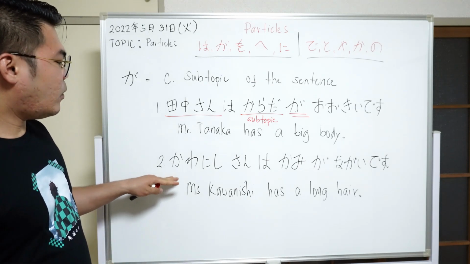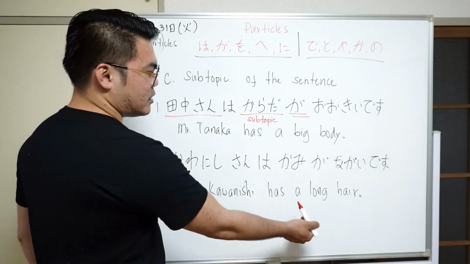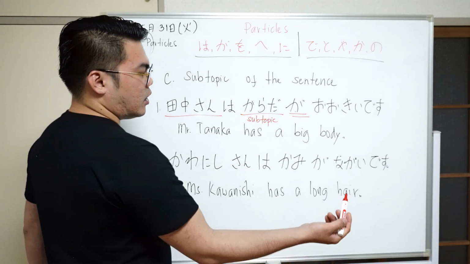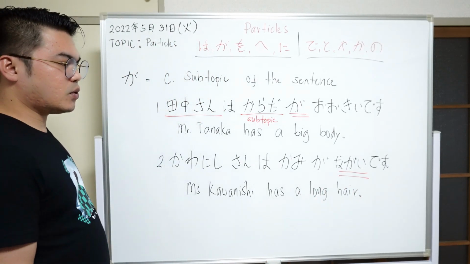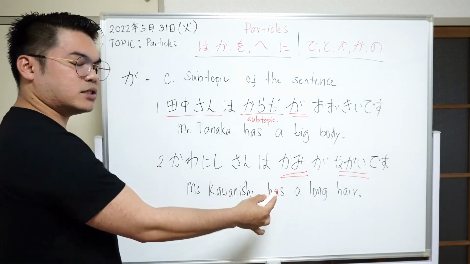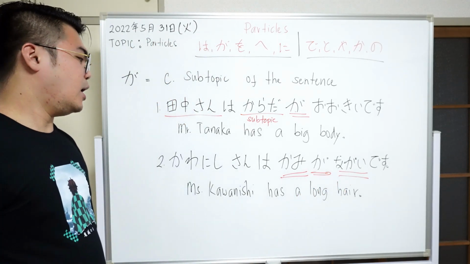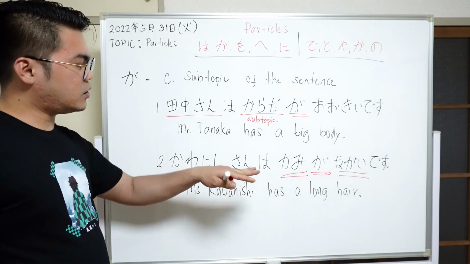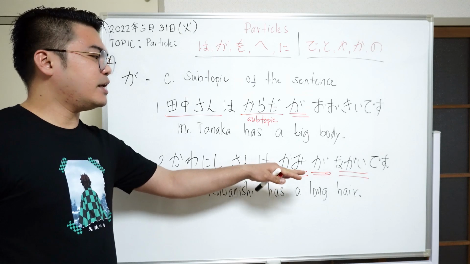Next, Kawanishi-san wa kami ga nagai desu. Nagai means long. As I said earlier, in the last part of the sentence, we use an adjective to explain the condition of the subtopic. So kami is our subtopic here because we have the particle ga. The main topic is Kawanishi-san because we put here the particle wa. Let's read again. Kawanishi-san wa kami ga nagai desu.